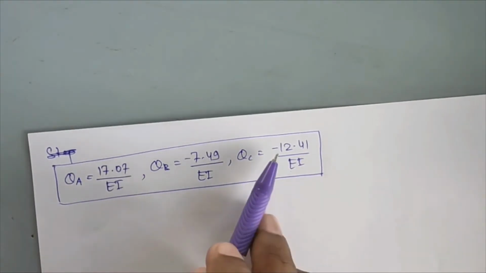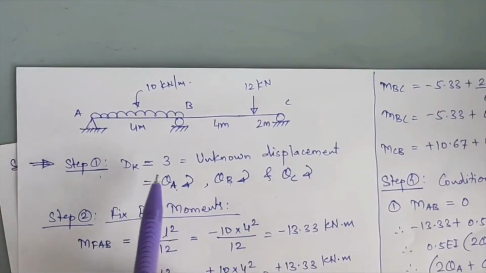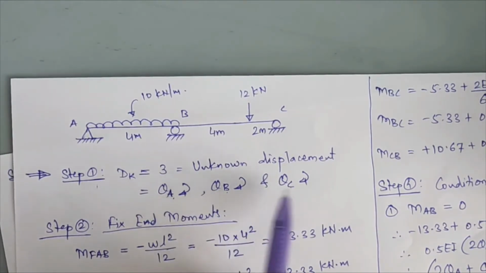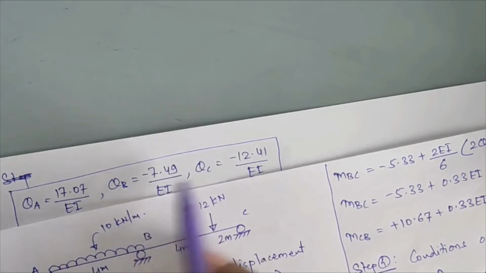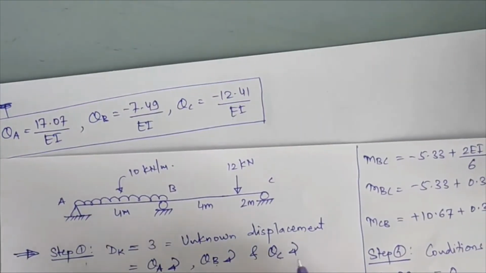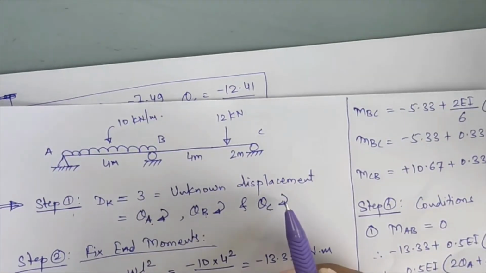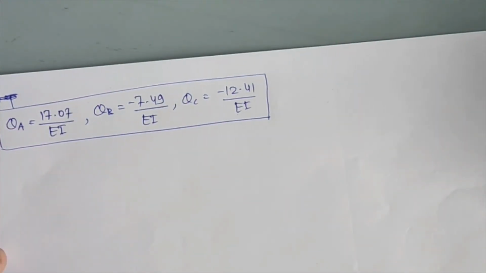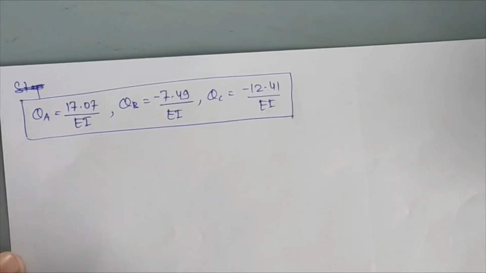What does this negative sign indicate? Initially, while solving these equations, we considered theta A, theta B and theta C as clockwise rotations. So if theta B and theta C are coming negative, that indicates that in actuality theta B and theta C are opposite in nature, that is, these rotations will be anti-clockwise. So these three values are what we get for our basic unknown displacements.